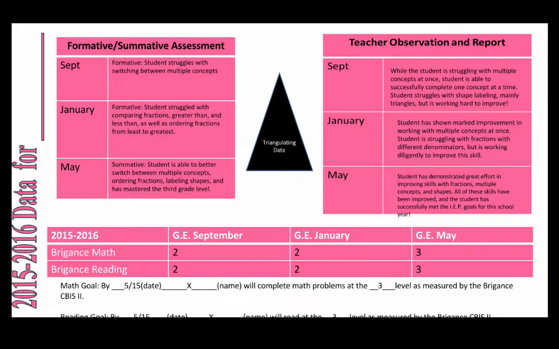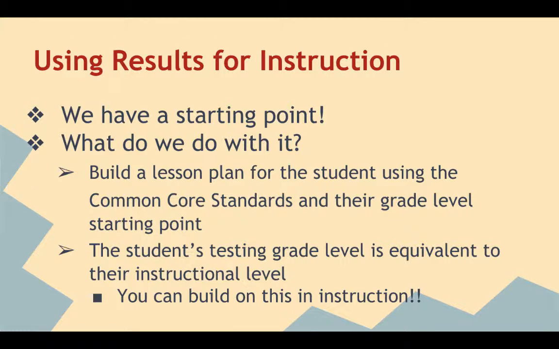And did this student meet the goals? Yes, he did. That's what's important here. So using these results for instruction, what do these results give us? They give us a starting point. Now, the starting point is whatever level of Brigance testing the student achieved.